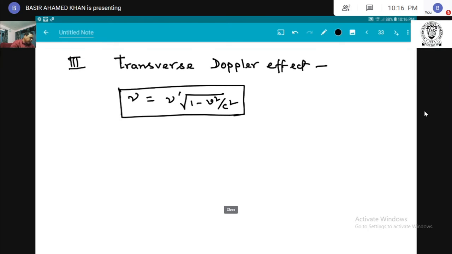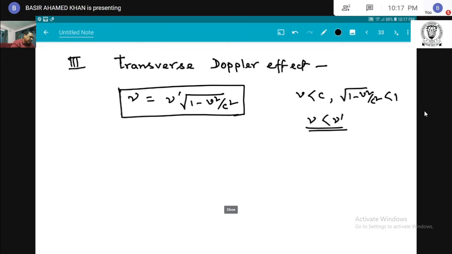Here, since v is less than c, root over of 1 minus v square by c square is less than 1. That means here nu is always less than nu prime. The apparent frequency is always smaller than the actual frequency in the transverse Doppler effect.